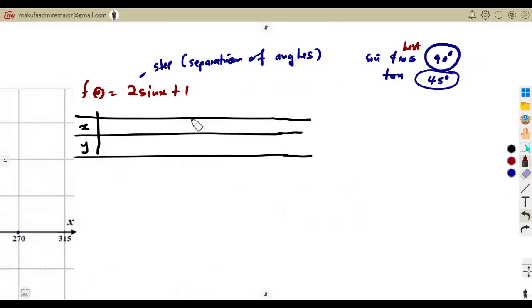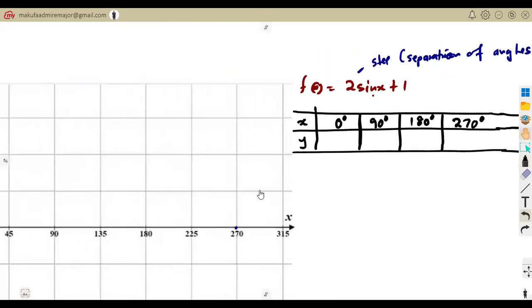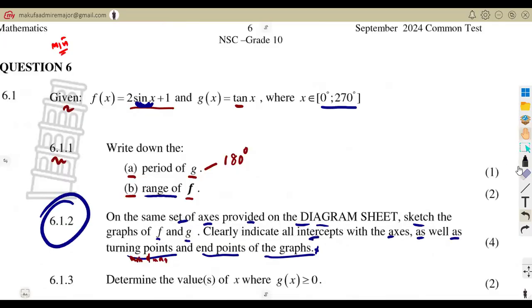So since we have a sine, it means we're going to use what? A 90-degree interval. So the first one, 0 degrees, 90. Remember, you're separating by 90. So it's 0 plus 90, which is 90. 90 plus 90, that is 180. 180 plus 90 is going to be 270 degrees. 270 plus 90 is 360. 360, we cannot have it because of what? We are told here the interval from 0 to 270. We are now limited there. So we cannot use 360.